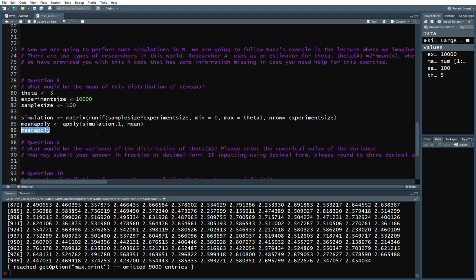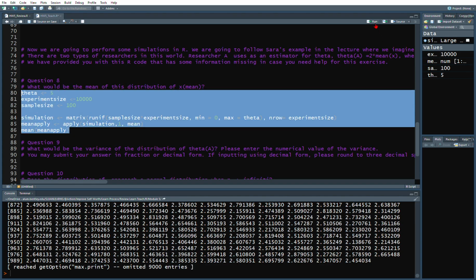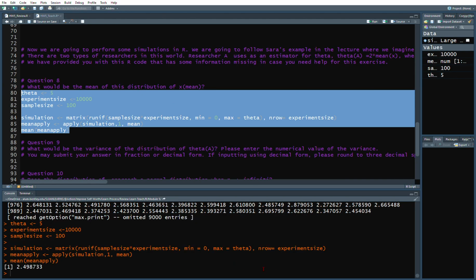Next step, once we have this mean apply vector, is to find the mean of this vector as well, which is going to be mean of mean apply. That is 2.49, and that's the answer we are looking for. Moving on to question number 9.